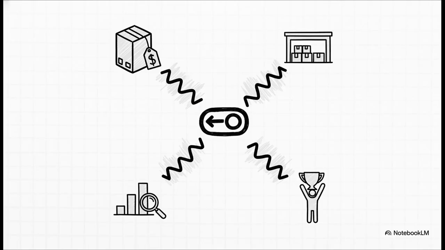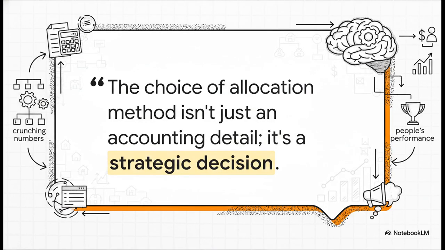And that decision creates massive ripple effects. How you allocate these costs can literally change the selling price of your products. It changes how you value your inventory on your financial statements. It shapes decisions about which departments are running efficiently and which ones aren't. And hey, if your bonus is tied to your department's profitability, you can bet you care a lot about how these costs are assigned. And that really gets to the heart of it.